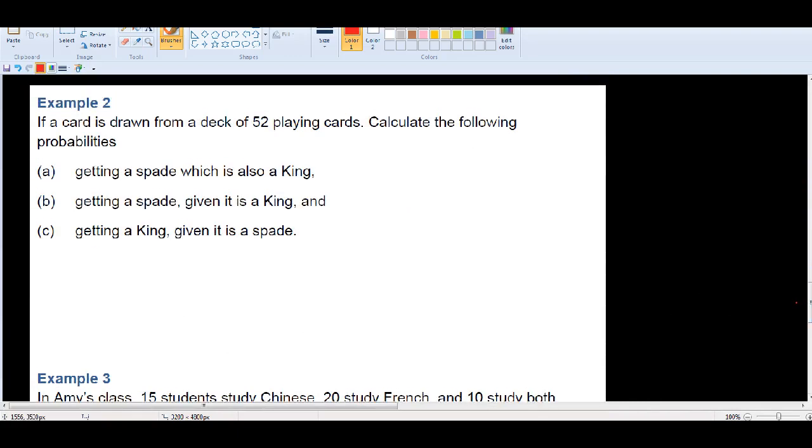Let's do another one. A card is drawn from a deck of 52 playing cards. Calculate the following probabilities. A, getting a spade which is also a king. There are 2 events, S and K. Because that spade is also a king, you are getting a spade king, so this event is S and K. The second one, getting a spade, given it is a king. The third one, again you see the word given: getting a king, given it is a spade.